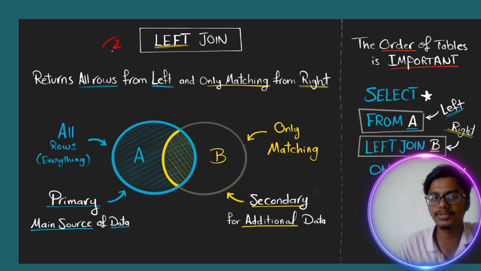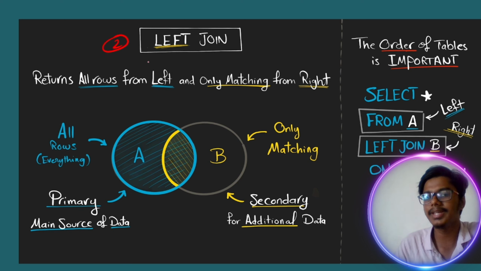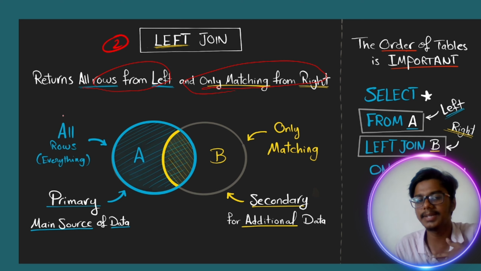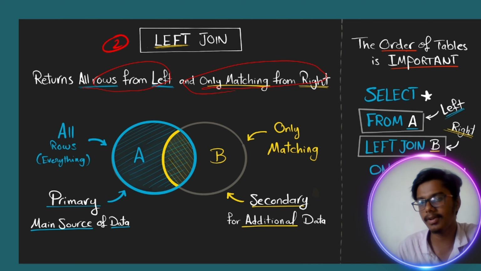Let's discuss the left join. Secondly, we are going to see about the left join. It returns all the rows from the left and only the matching rows from the right. That's how the left join works. It's a little bit confusing. Let me explain it deeply in a good manner.